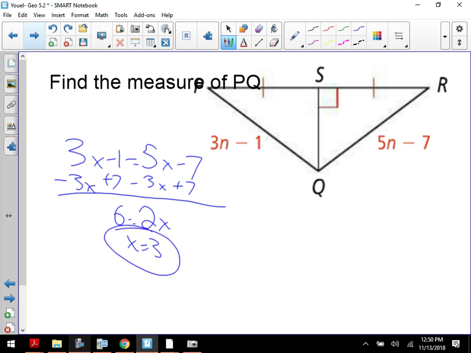Okay. Substituting back in, what's 3 times 3? Subtract 1. 5 times 3, subtract 7.